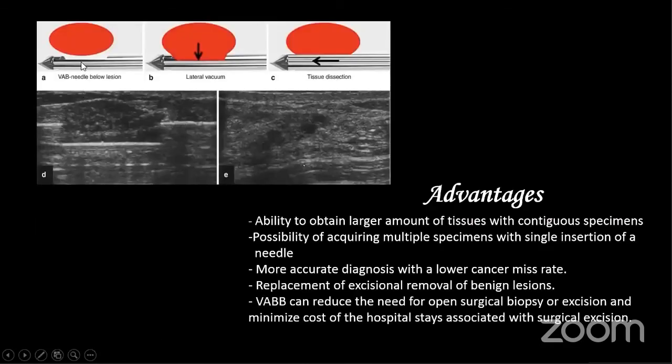So again, a similar image of the needle, vacuum, and then cutting needle. The advantages: with a smaller needle, it allows accurate diagnosis with a larger amount of tissue. Replacement of excisional removal of fibroadenomas is an indication, and it is being used quite a lot for the removal of smaller fibroadenomas, wherein you can entirely avoid doing surgery for the patient for about 3 to 4 centimeters of fibroadenomas.